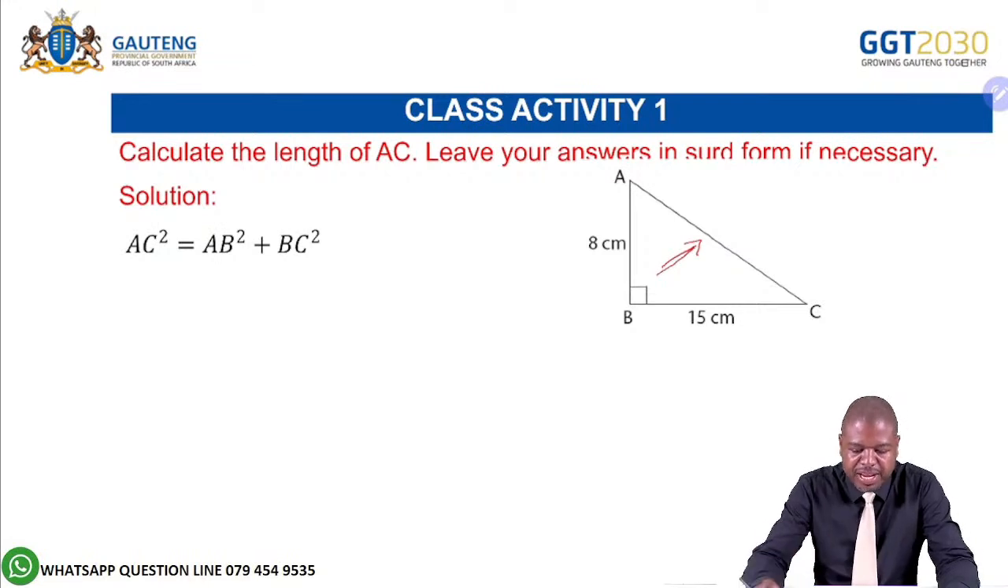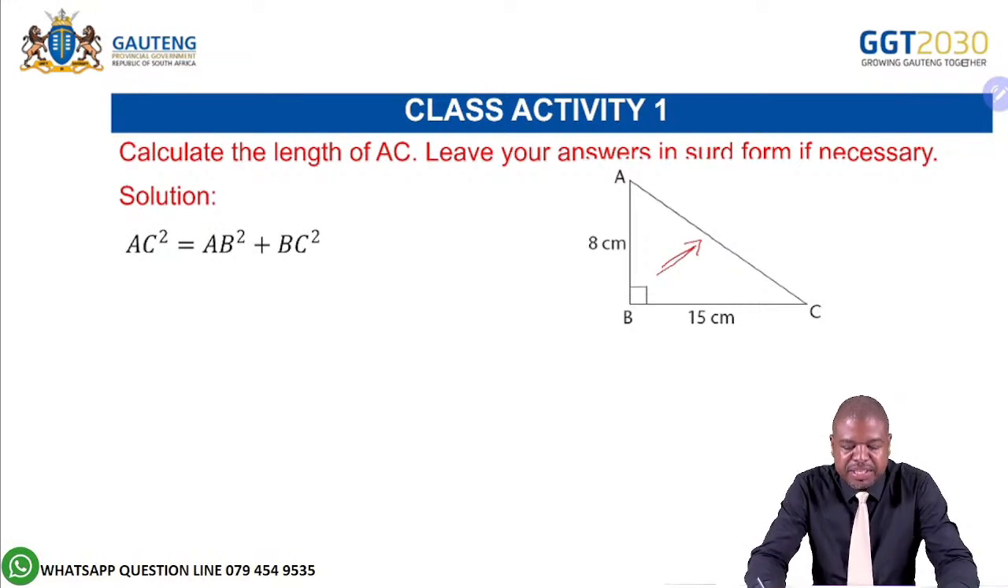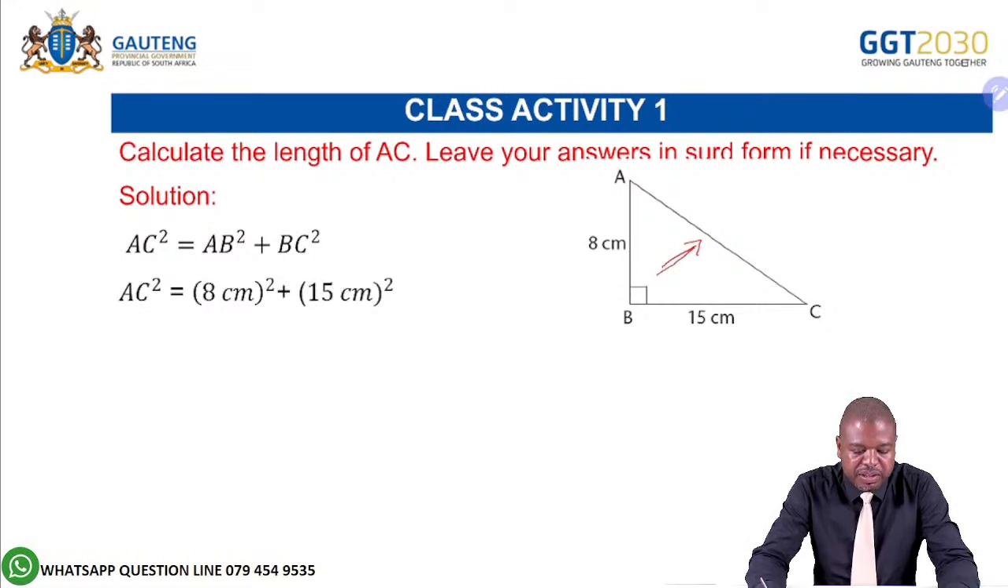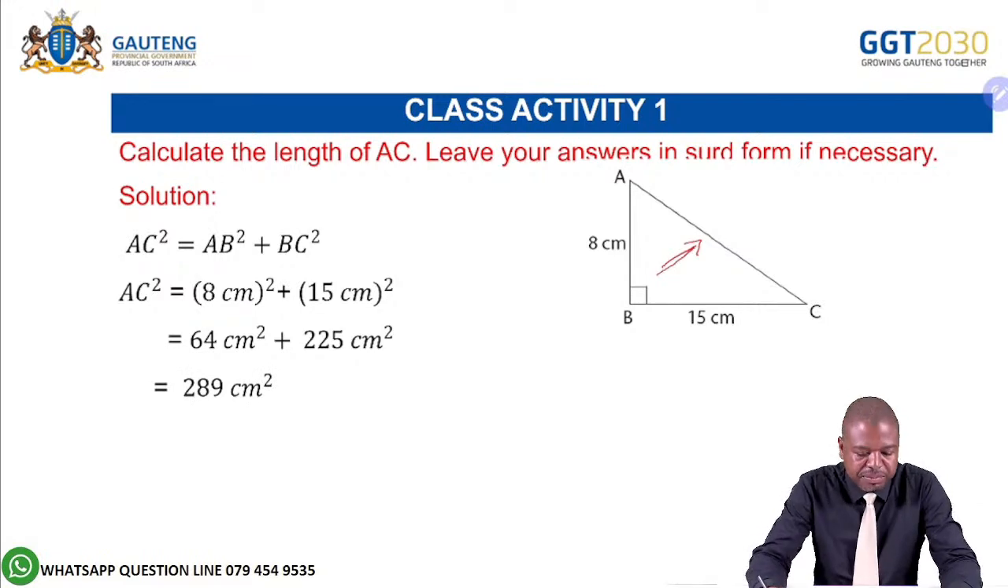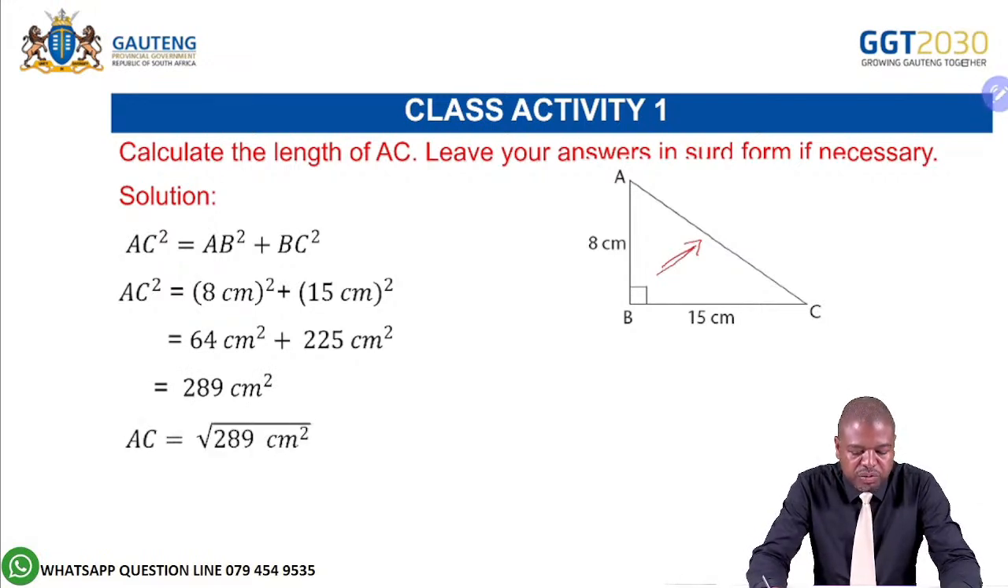We have the length of AB and BC. If you substitute there, our AB is going to be 8 centimeters squared, plus our BC, which is 15 centimeters, everything squared. Then if you simplify further there, 8 centimeters squared is 64 centimeters squared, and 15 centimeters squared is 225 centimeters squared. If we add that, we are going to get 289. And for us to get AC, we need to find the square root of 289.